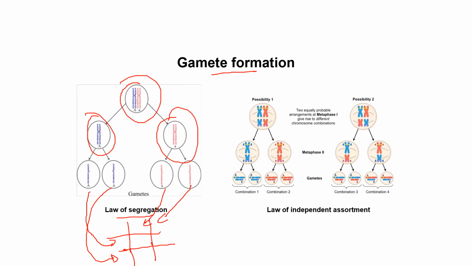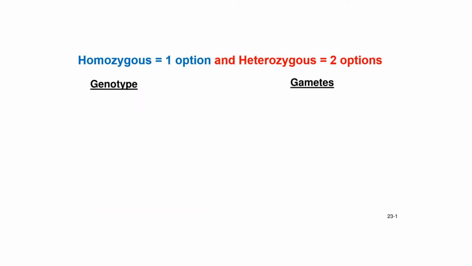And also, if you remember, the law of independent assortment is also important and depends on the movement of the chromosomes too. So remember to study that. And so now, how do we form these gametes? There is a rule that is very easy.